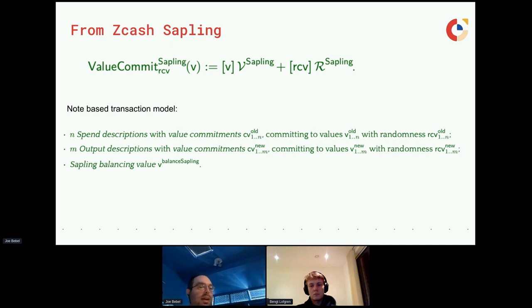Zcash Sapling uses a note-based transaction model, which means that value is encoded into things that are called notes. They're a little bit like UTXOs, but generally, because of zero knowledge, it's not clear from the outside what notes are spent or not spent. But the general idea is that with this note-based transaction model, you can either spend or output notes.